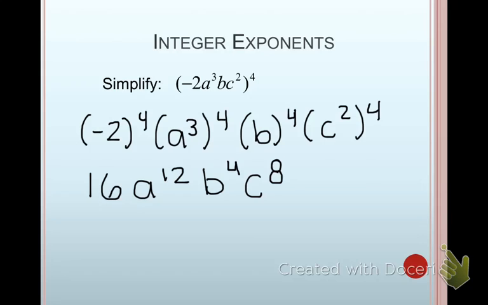So that's going to leave me with a negative 2 to the 4th, a cubed to the 4th, a b to the 4th, and a c squared to the 4th. Negative 2 to the 4th is like negative 2 times negative 2 times negative 2 times negative 2. That gives me a positive 16. A cubed to the 4th, I'm going to multiply those two exponents. 3 times 4 gives me 12. B to the 4th is just b to the 4th. And c squared to the 4th, I'm going to multiply those two exponents. And 4 times 2 is 8. That gives me 16, a to the 12th, b to the 4th, c to the 8th.